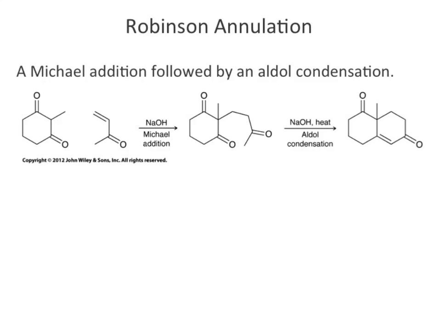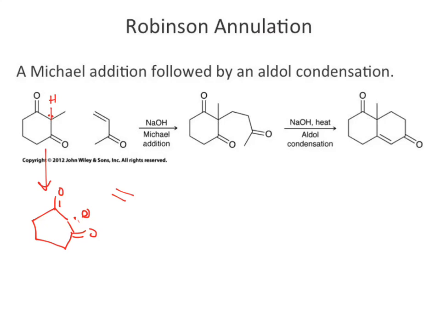Robinson annulations. Big fun one. This is now a massive combination of everything that we've been looking at. You've got a Michael addition followed by an aldol condensation. The classic example is shown up here, which is actually what we did in lab, almost perfectly. We've got an acidic hydrogen, which we can pull off to make our di-resonance stabilized enolate.